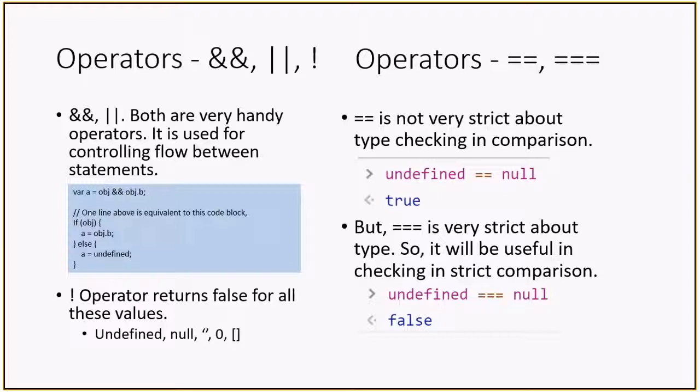You have other examples, like when you have two objects. For example, this object has a colon 1, and this object also has a colon 1. If you compare them, the two equals will say that both are equal. But if you use three equals, it will say both are different, because even though the value is the same, these two objects come from different objects. So it says that it's not equal.